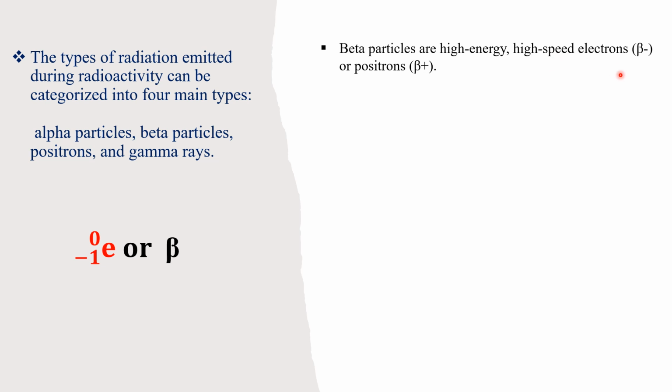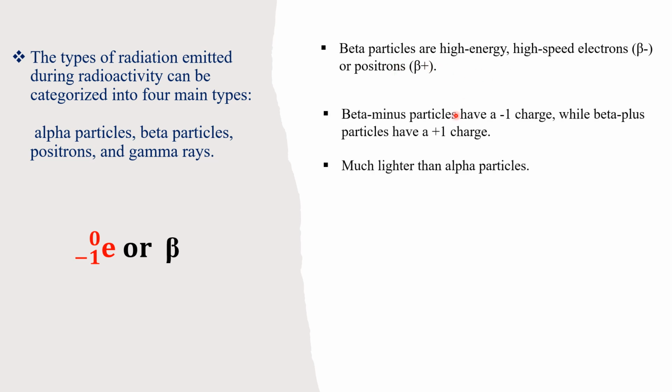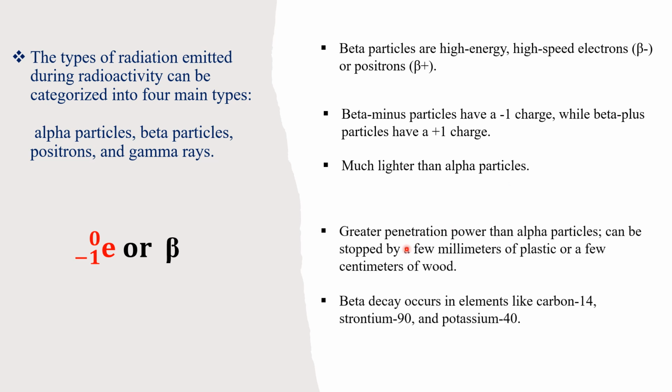Beta particles are high speed electrons, and if you use beta plus, then we call them positrons. Let's talk about positrons in the next slide. The beta particle charge is -1, but the mass is negligible, 0, so much lighter than the alpha particles. They have greater penetration power, and can be stopped by a few millimeters of plastic or a few centimeters of wood. Beta decay occurs in elements like carbon-14, which we use in archaeological dating, strontium-90 and potassium-40.